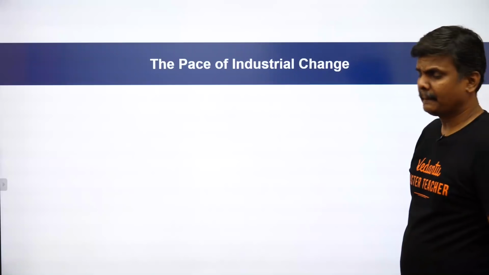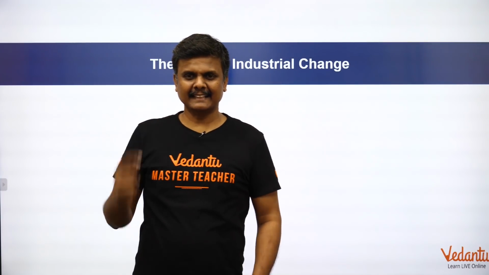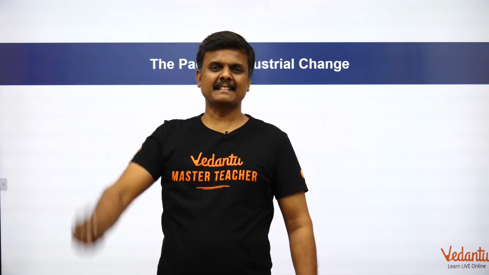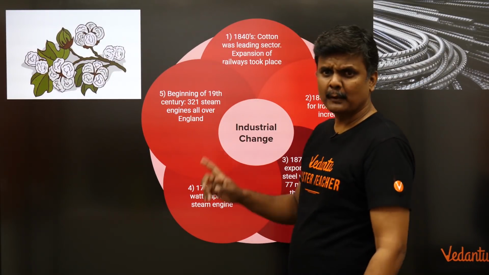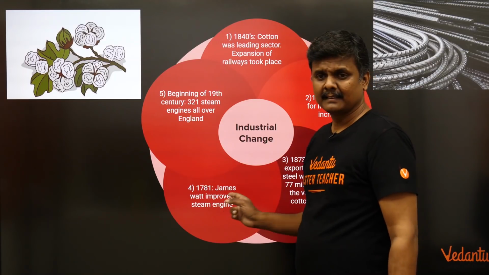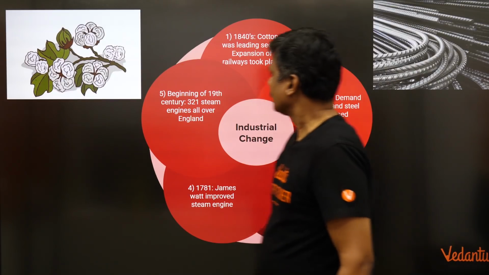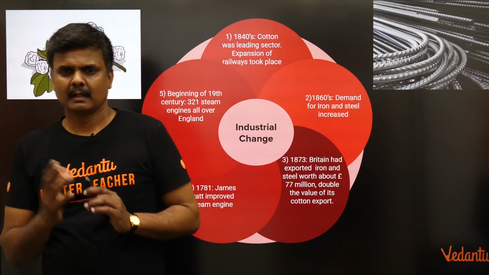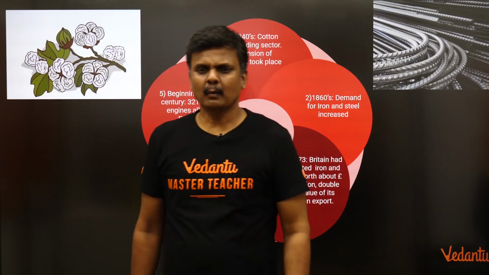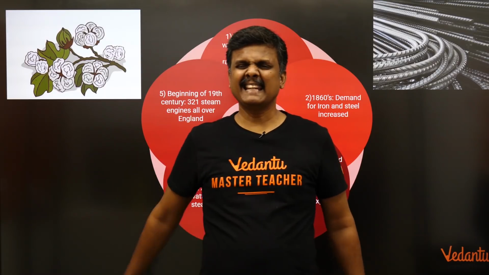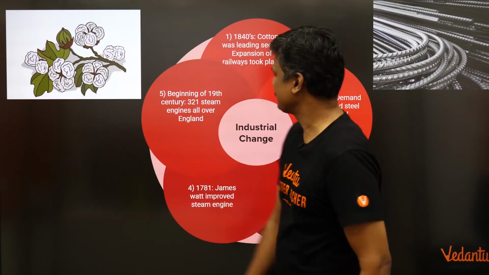Did the pace of industrial change happen just like that? I was telling you it started in the 16th century, right? So what happened, guys? I hope you are able to see this, right? So the first one, cotton was the primary good. Now, to move goods from one place to another, they need a medium of transport. That is where railways came into the picture.